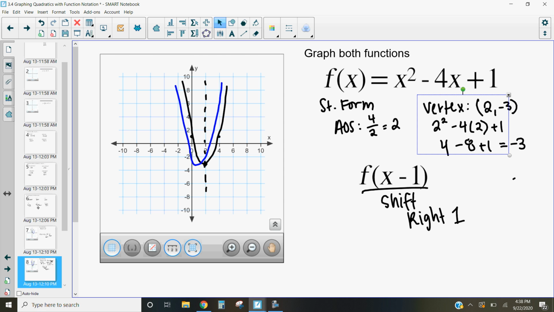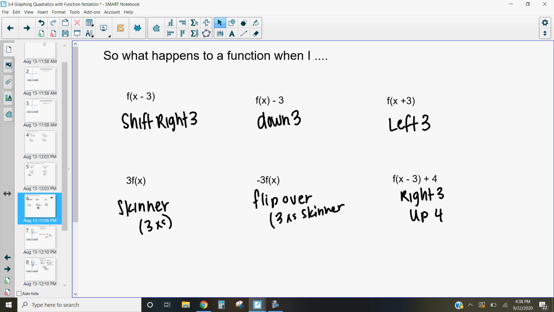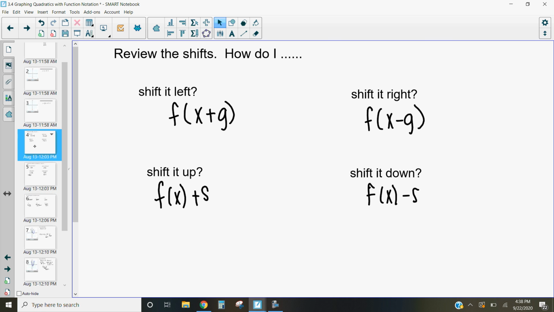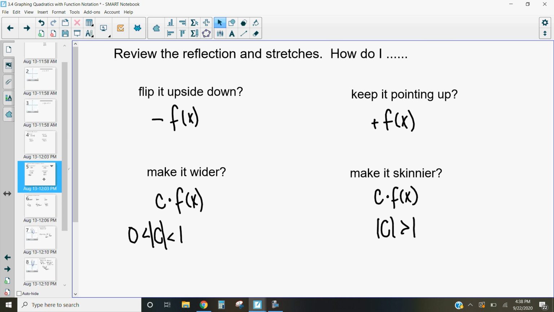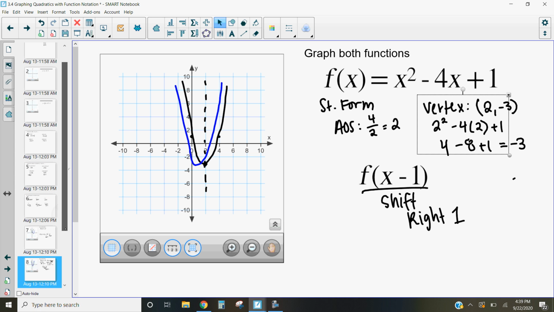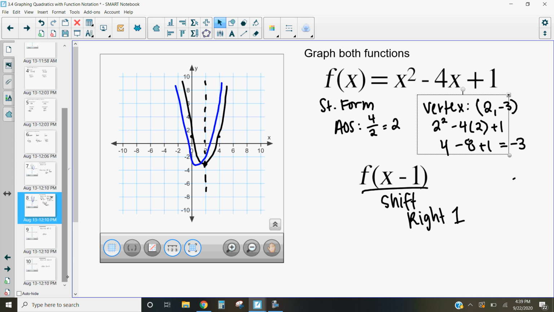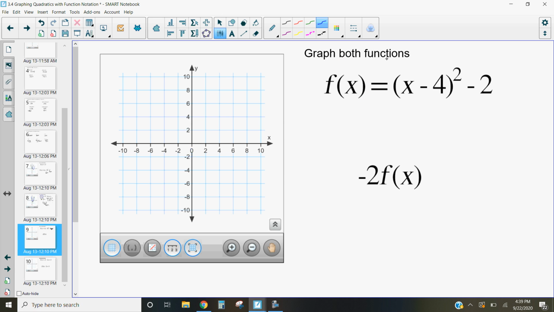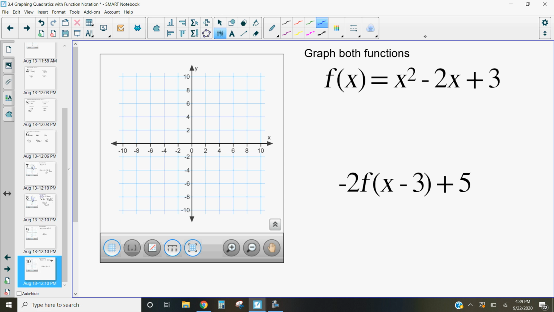That's all that this function notation does. So just like we saw here, it's going to shift it in those directions, just like our directions are giving us here. How we shift up, how we shift down, if we flip it upside down, if we keep it pointing up. That's all that our function notation is going to tell us. But instead of comparing it always to f of x equals x squared, now we're going to have any function that we want. So I can have anything. I can have this function in vertex form and I can shift it. I can have this function in standard form and I can shift it 4 different ways.